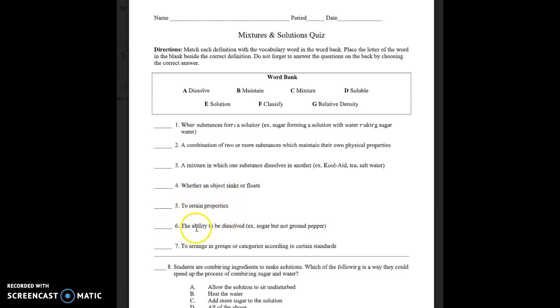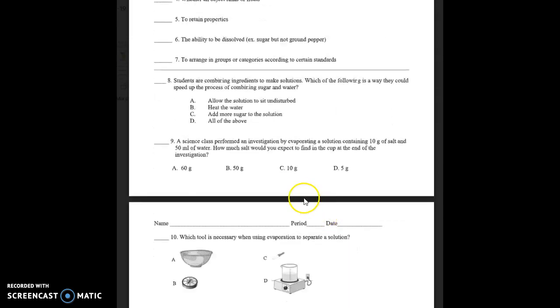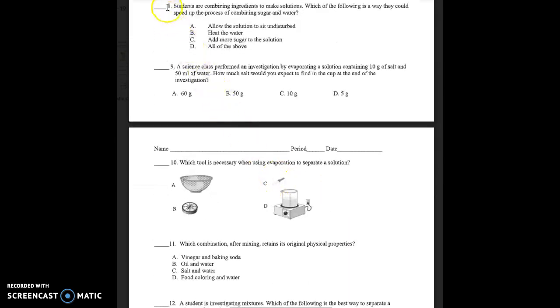Number 6. The ability to be dissolved. Example, sugar, but not ground pepper. Number 7. To arrange in groups or categories according to certain standards. Number 8. Students are combining ingredients to make solutions.